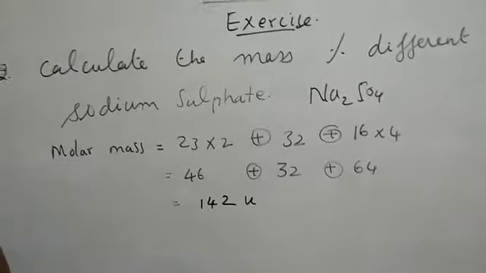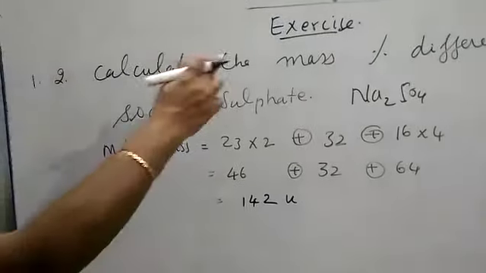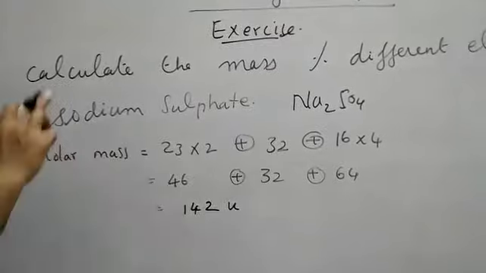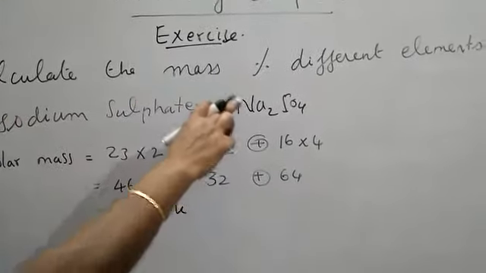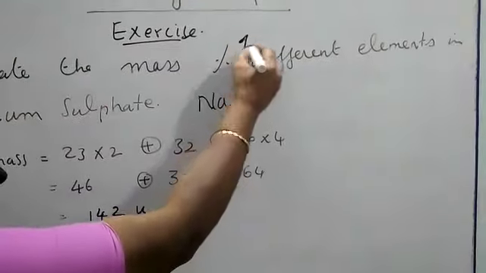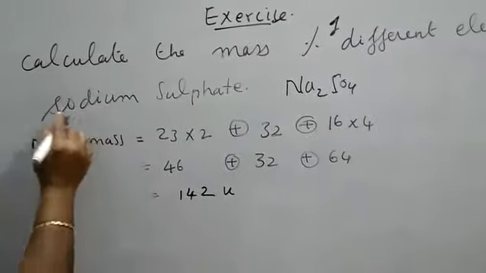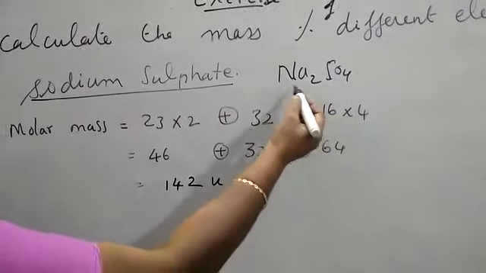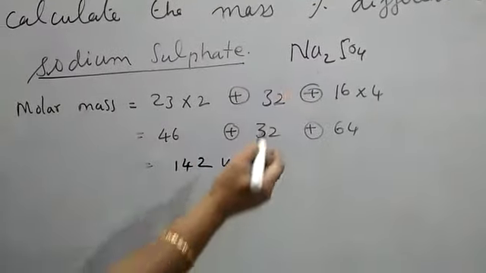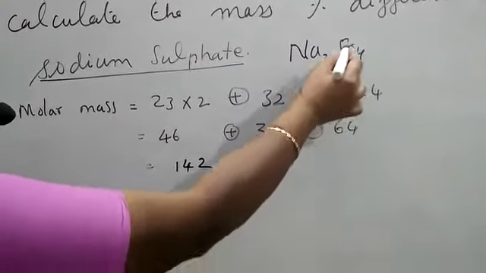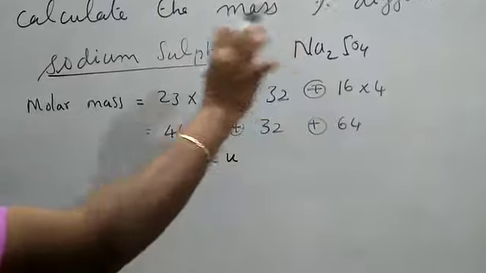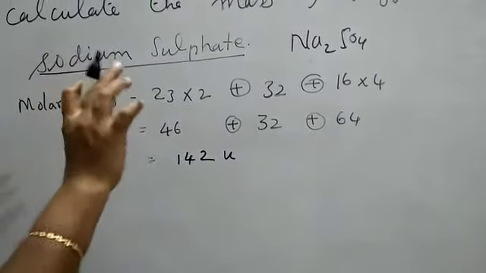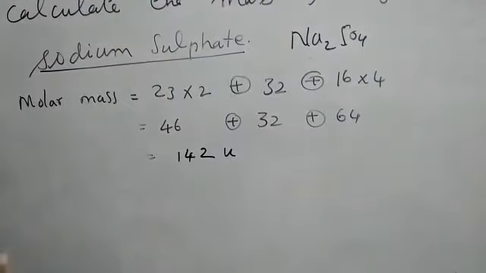Next one, first lesson, book back exercise, question number 2. Calculate the mass percentage of the different elements present in sodium sulfate. This is the given chemical. Formula for sodium sulfate is Na2SO4. Because the valency of sulfate is 2, you are writing here Na2SO4. First you should know how to write the formula, that is, it is given in the question itself.